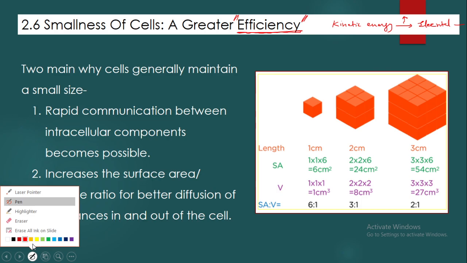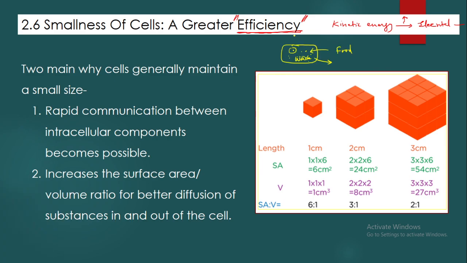So where is this process going to take place? It is going to take place on the surface of the cell, correct? So if a cell has a lot of surface, that means more area is available for the exchange of food and removal of the waste, correct?